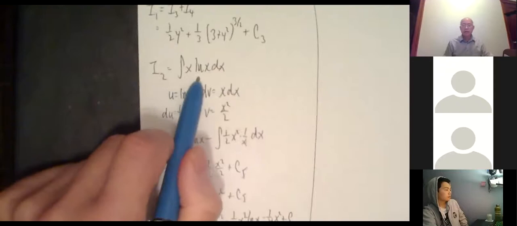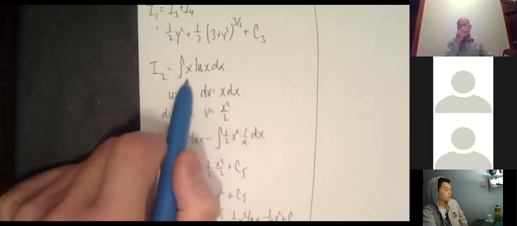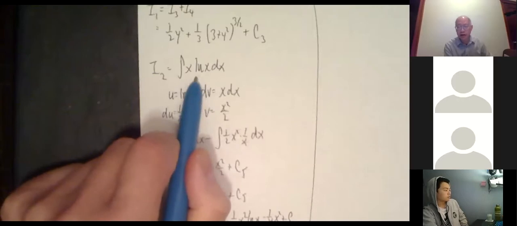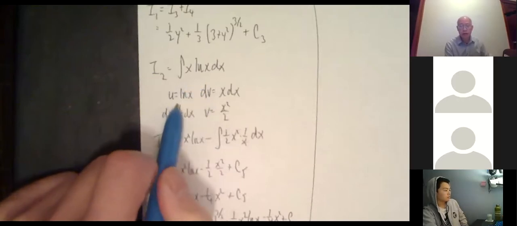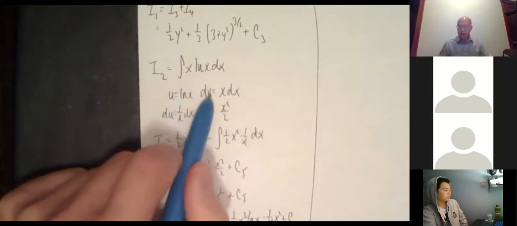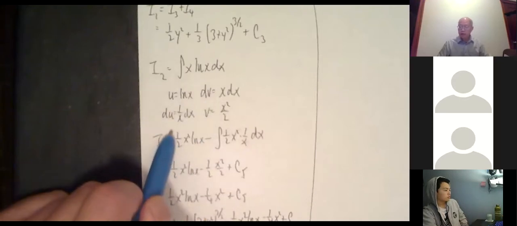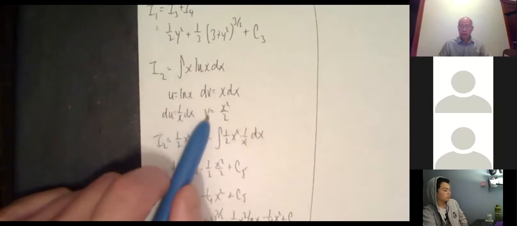Okay, then I2 was the integral of x ln x dx. And we said that one you should integrate by parts. Usually when you integrate by parts, you don't want to integrate ln. You'd rather differentiate ln. So that means let u be ln x, dv is x dx, in other words. All right, du equals 1/x dx. Differentiate this side, integrate this side. v is x squared over 2.